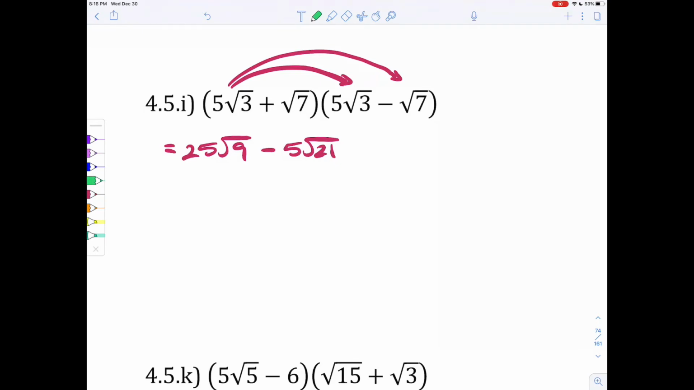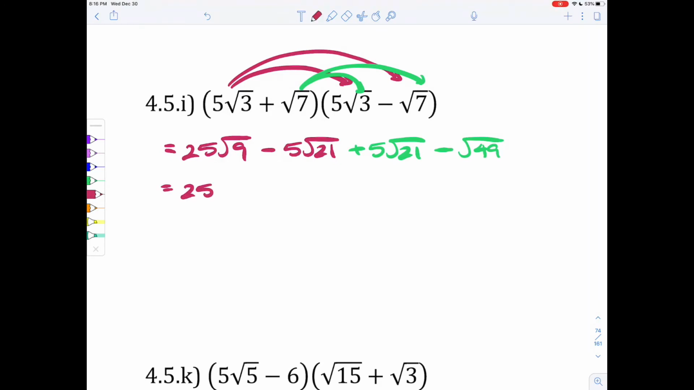Now I've got to take root 7 and multiply it by 5 root 3, which gives me positive 5 root 21. And then root 7 times negative root 7 is negative root 49. Interestingly enough, for this example, some of these simplify quite neatly.